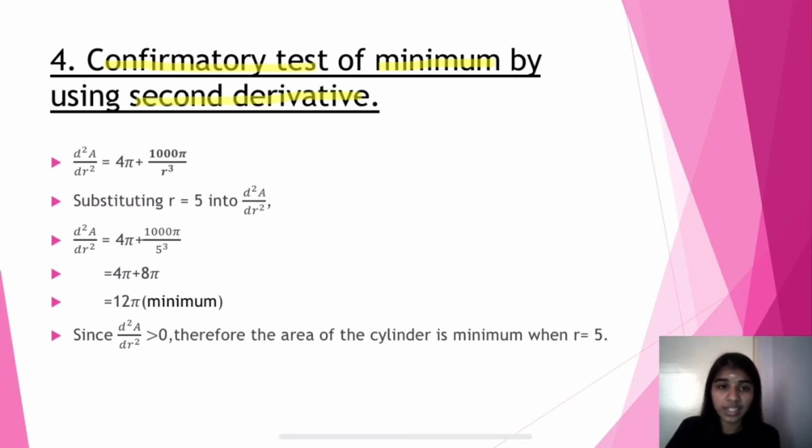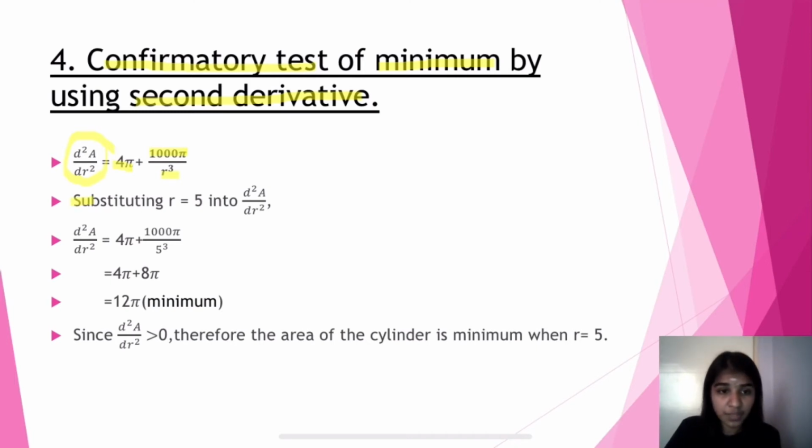What is the second derivative here? It is d squared A over dr squared, which is 4 pi. I'm going to differentiate my first derivative again, so to get 4 pi plus 1000 pi over r cubed. So when I differentiate, I get this equation.